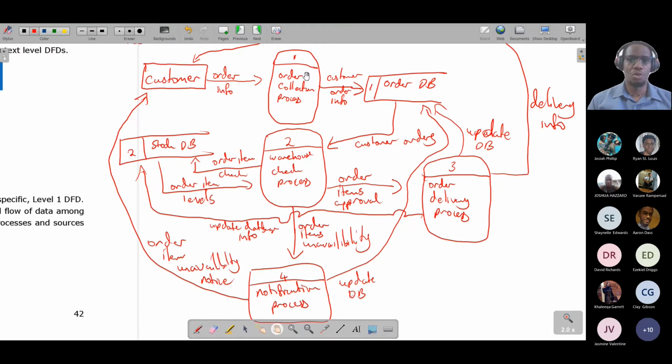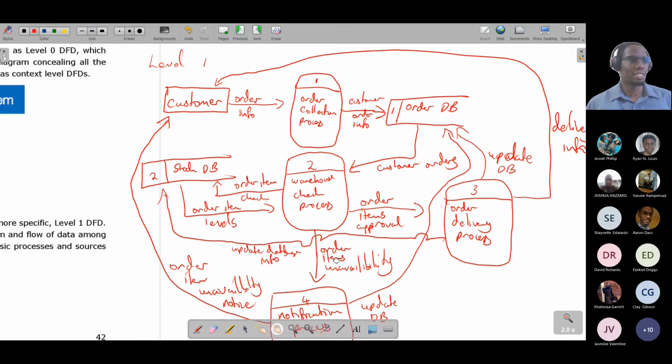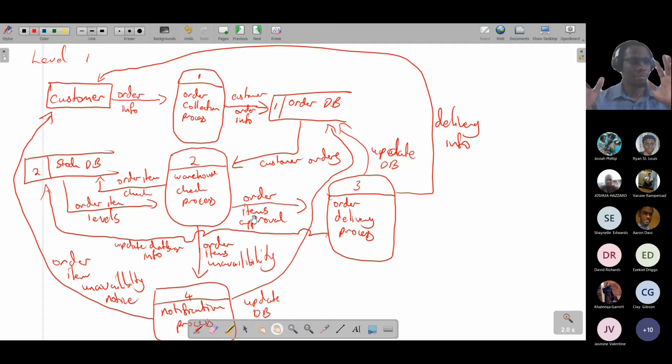Now notice that this doesn't go 1, 2, 3, 4. This goes 1, 2, and then is either 3 or 4. So it is not a flow chart. This is not a flow chart. This is a data flow diagram. This route here is what happens when the order is in stock. And this route here is what happens when the order is not in stock. Any questions?